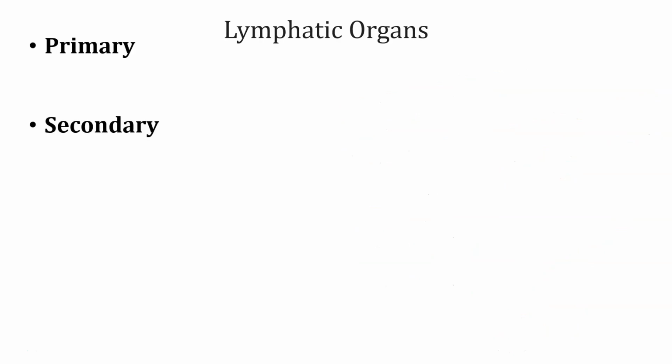Okay, lymphatic organs. We can differentiate lymphatic organs into primary and secondary lymphatic organs. A primary lymphatic organ is one that produces B or T cells.